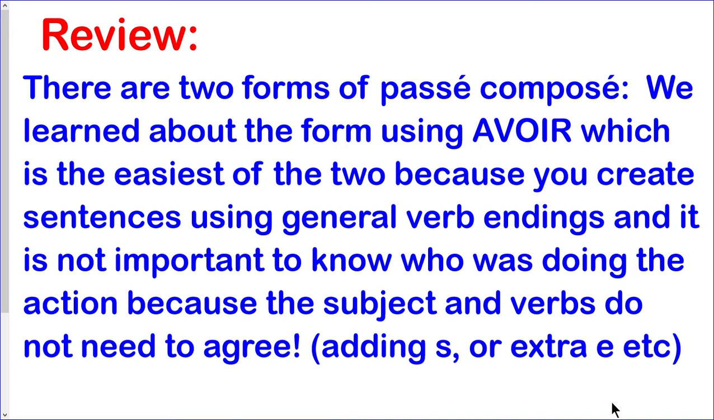All right, so as a review, there are two forms of the passé composé. We learned about the form using avoir, which is the easiest of the two because you create sentences using general verb endings, and it is not important to know who was doing the action because the subject and the verbs do not need to agree by adding s's or e's. So it didn't matter if a girl or a boy was talking. I would take off the ER off of parler, and it would end up with é with an accent, period. Nothing else added on. It does not matter if it's singular or plural or anything like that.